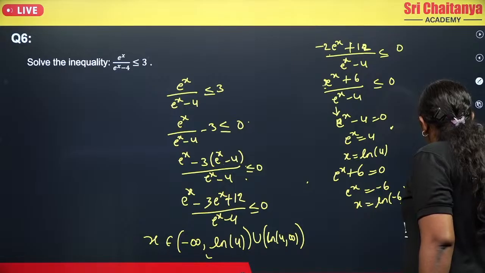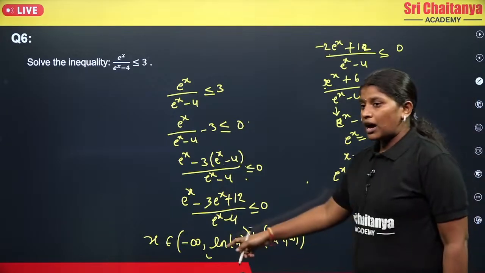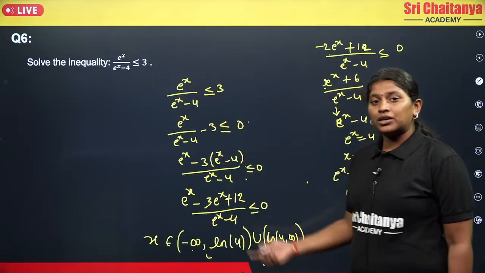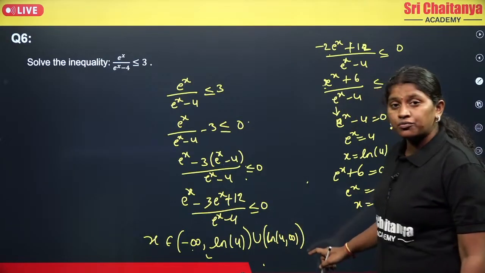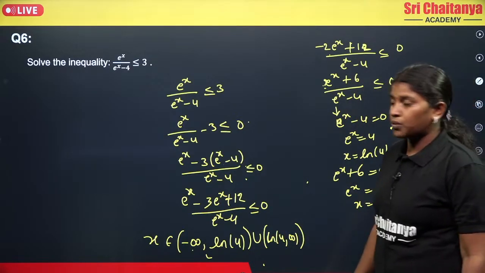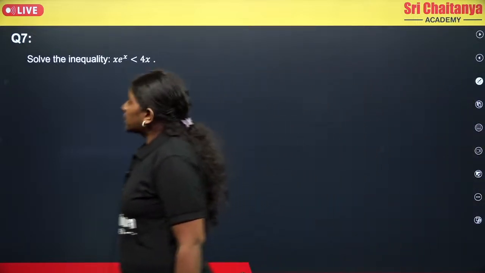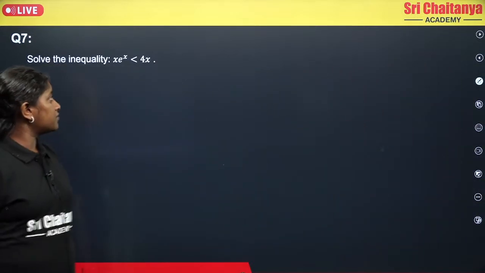Okay. So now what is the interval of our x? Our x will lie between minus infinity comma ln of 4 with the open brackets, union ln of 4 to infinity. Okay. Now moving to the next, solve the inequality x e to the power x less than 4x.